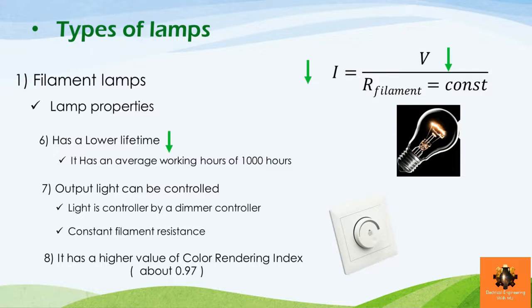And this higher value of the CRI makes it the best type of lamp to show the true vision of different colors, as the higher color rendering index enables the lamp to express the object's colors in a true vision compared to the colors that are seen in sunlight.